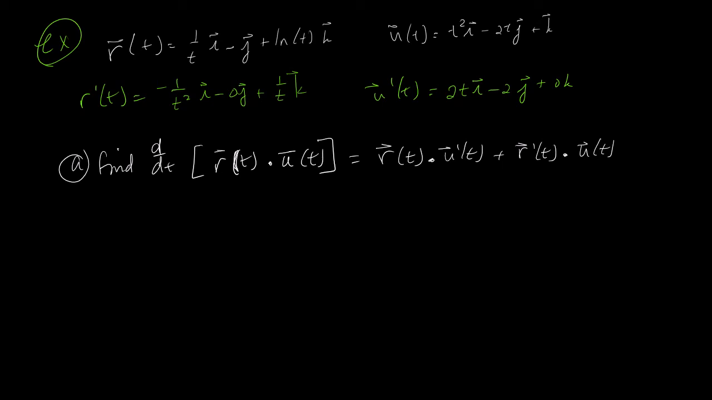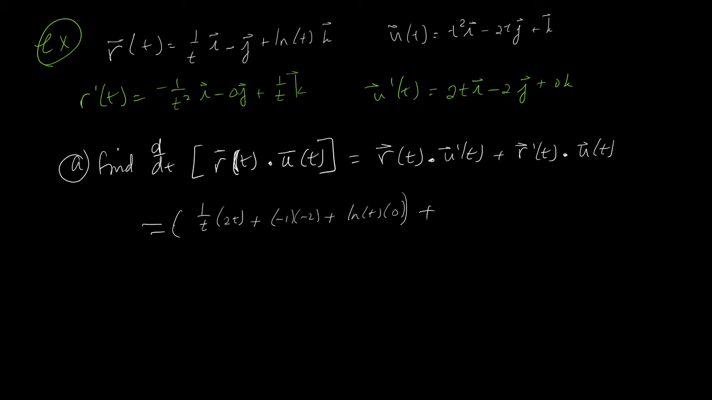So r dotted with u prime is going to be 1 over t times 2t plus negative 1 times negative 2 plus ln of t times 0. Okay. So that's r of t dotted with u prime of t.